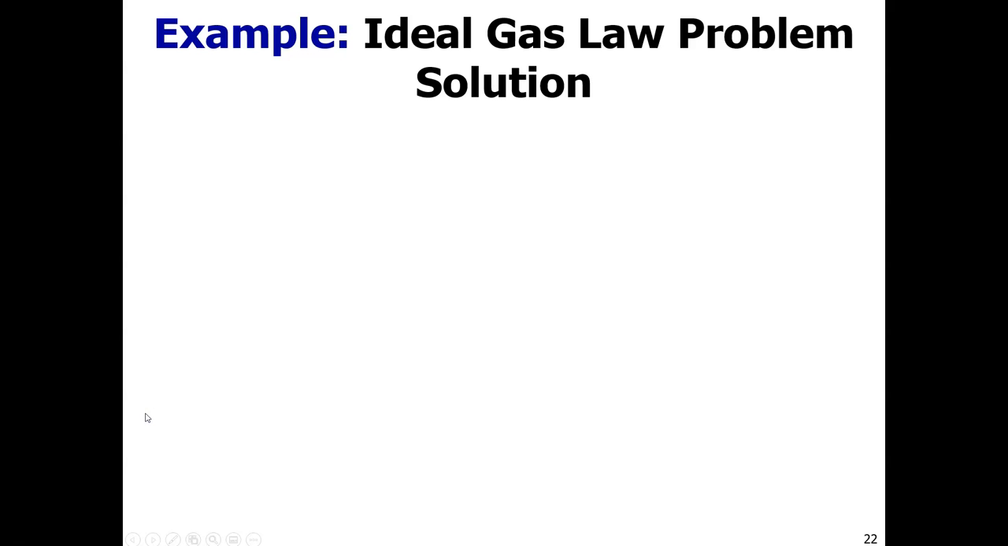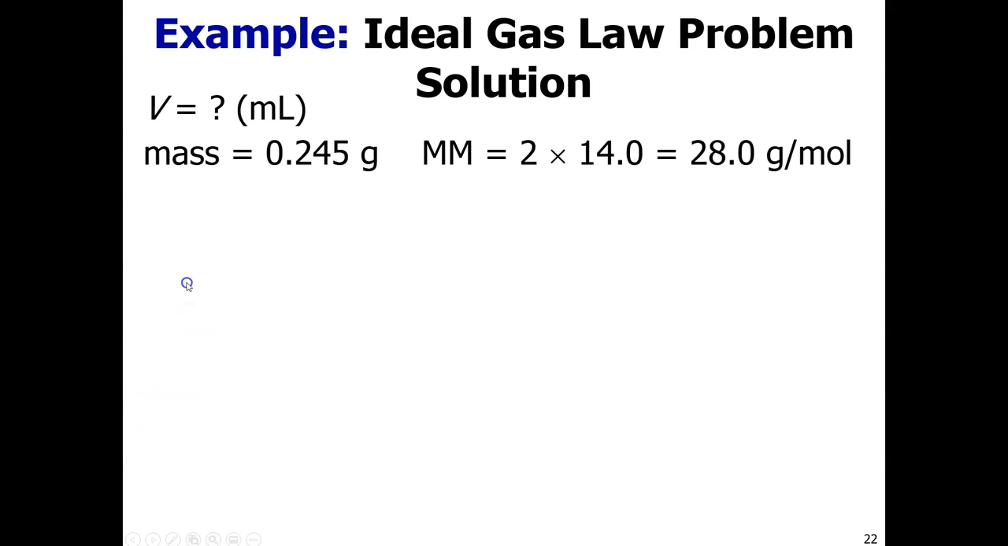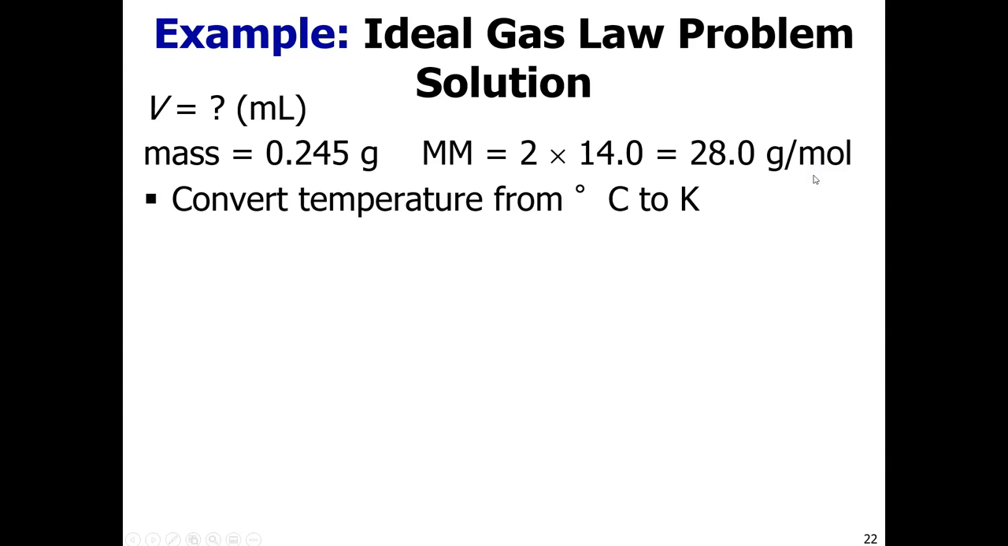In order to solve this, I don't know the volume in milliliters, that's what I want to know. I have the mass, and I know that the molecular mass for my compound is 28 grams per mole. I'm going to have to convert degrees Celsius to Kelvin. So 21 degrees Celsius to Kelvin is going to basically add 273.15. So that gives me 294 Kelvin.